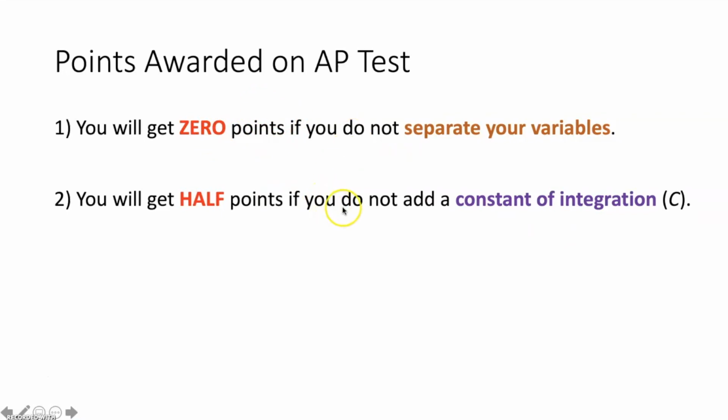The second most important thing on the AP test when you are solving a differential equation is to add c after you integrate. If you forget to add that constant of integration after you integrate, you can only get half points for this question on the AP test. Please remember, separate your variables, and when you integrate, add c.